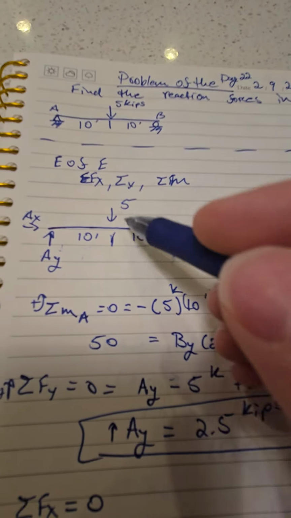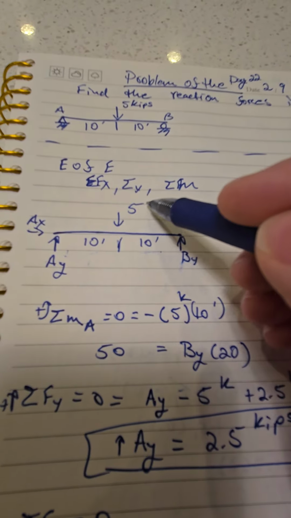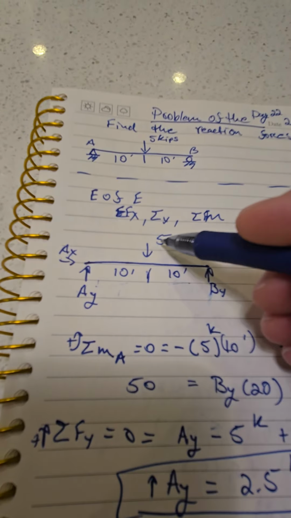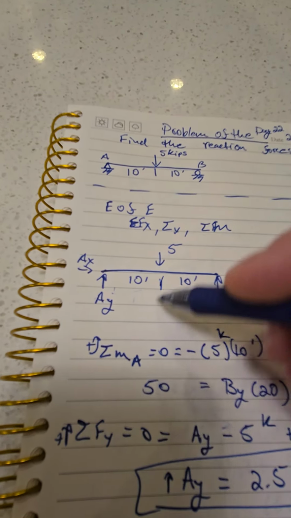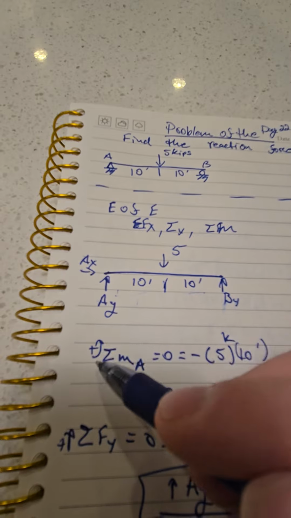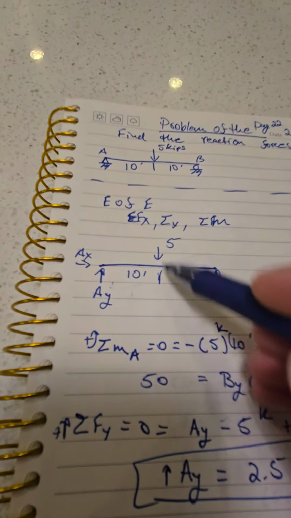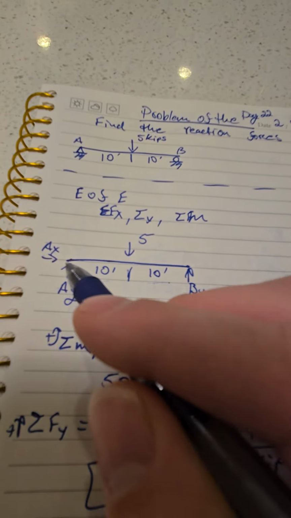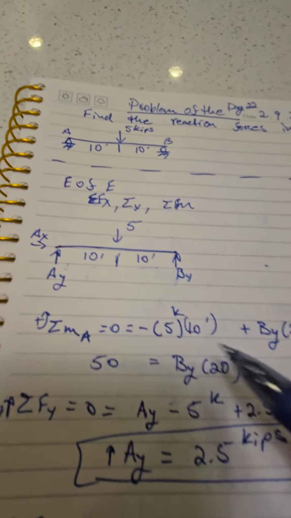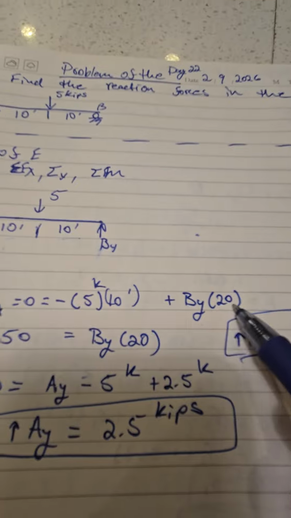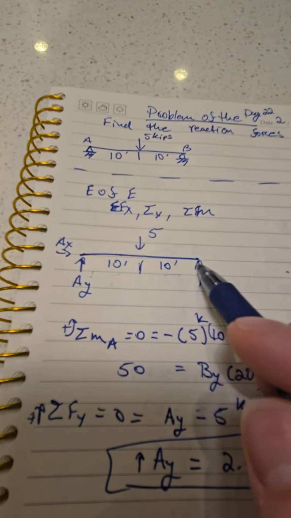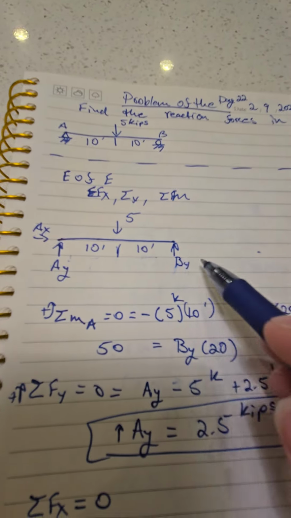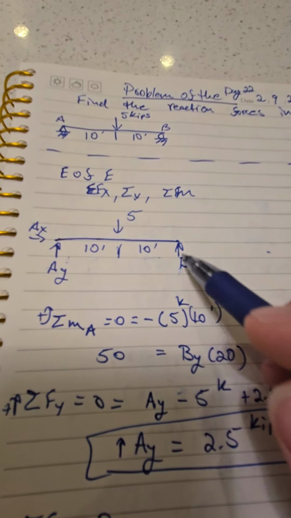So you have the negative 5 kips right here, because if you put your finger here, this will rotate that way in the negative direction, since we deemed that counterclockwise is positive, clockwise is negative, times 10, because it's 10 feet from this point A, plus BY times 20, so BY is 20 feet away, and then BY will cause a rotation in the other direction since we set it upwards.